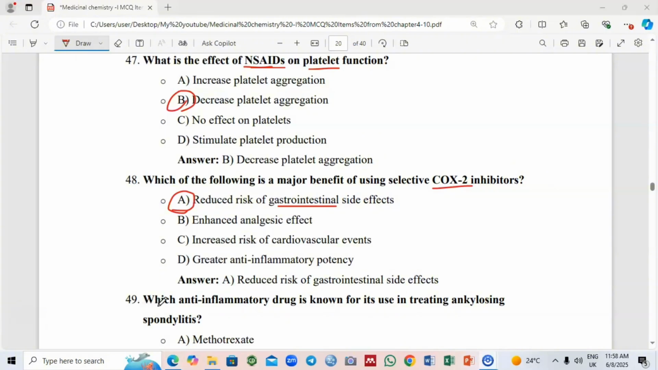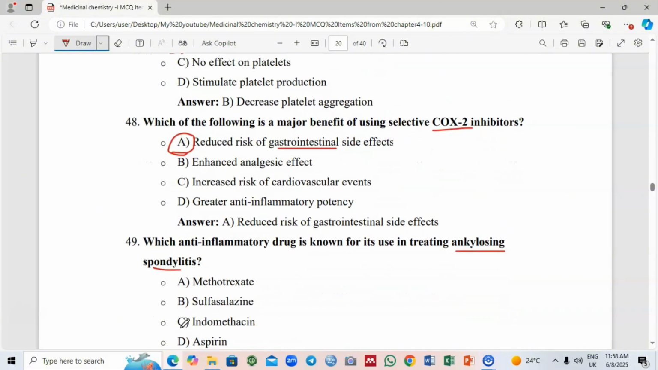Question number 49. Which anti-inflammatory drug is known for its use in treating ankylosing spondylitis? A. Methotrexate, B. sulfasalazine, C. indomethacin, D. aspirin. So before seeing the answer, it is very nice to know about ankylosing spondylitis.